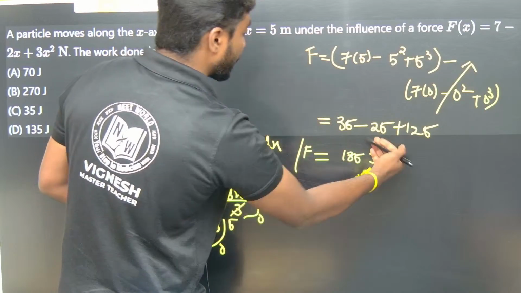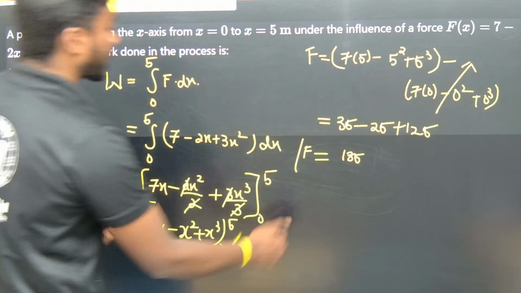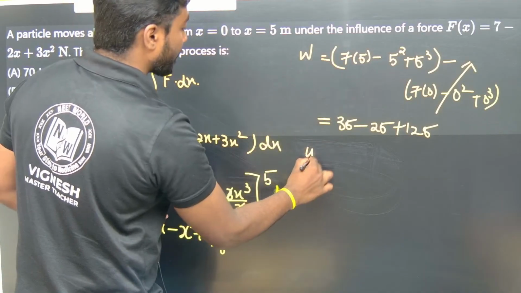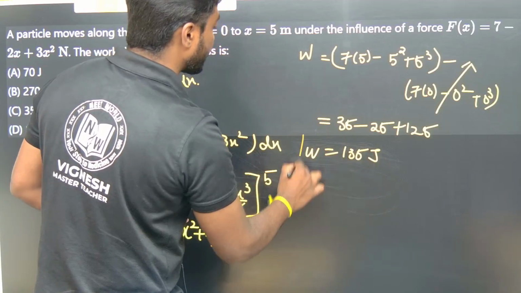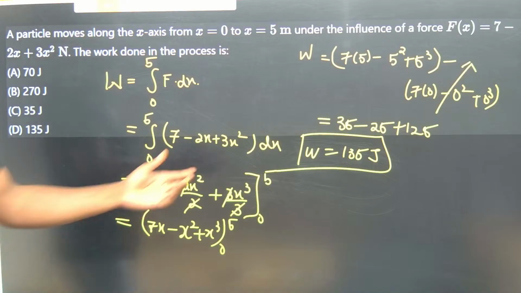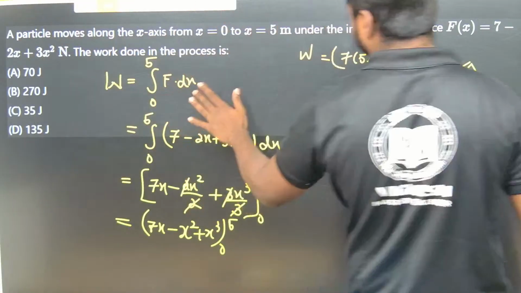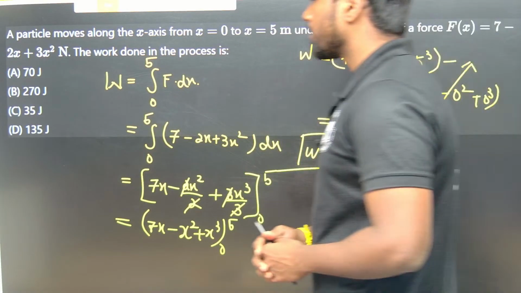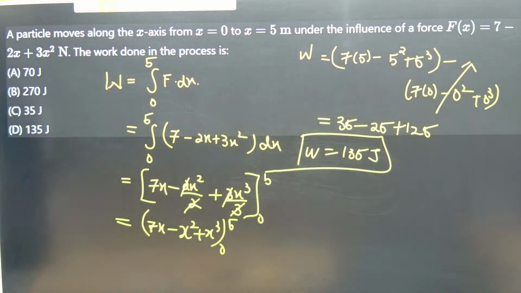Work done we are finding, so this is work done. Work done will be equal to 135 joules. That's the answer, guys. We are taking F with respect to dx and integrating from 0 to 5, and we are getting the work done. That's it. We will go for the next question.